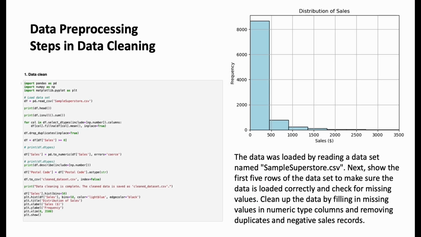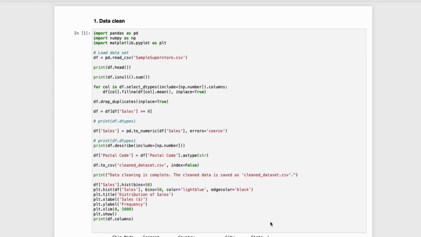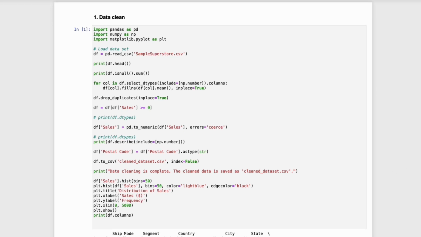As you can see, I cleaned up the data by filling in missing values in numeric type columns and removing duplicates and negative sales records. The graph shows the distribution of sales for the next step. Here is the code of data processing. The first step, data clean.